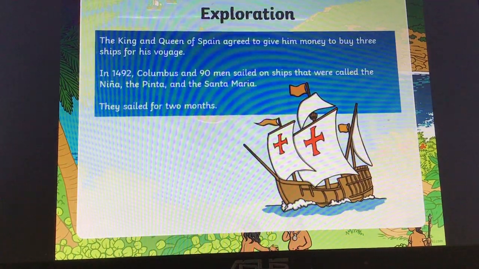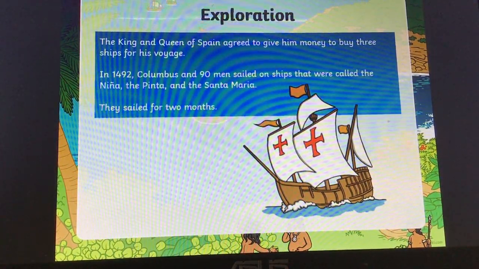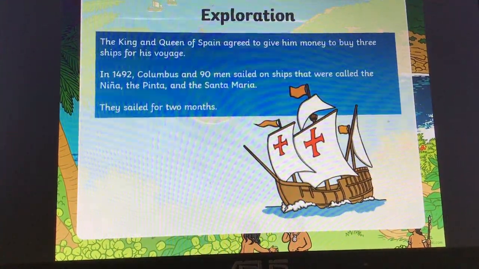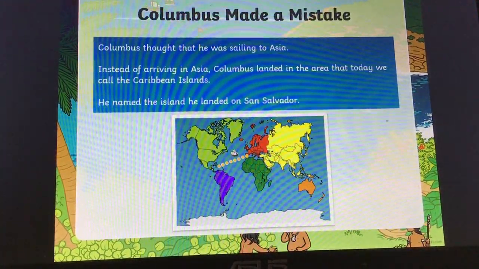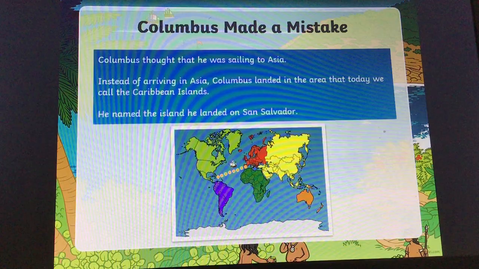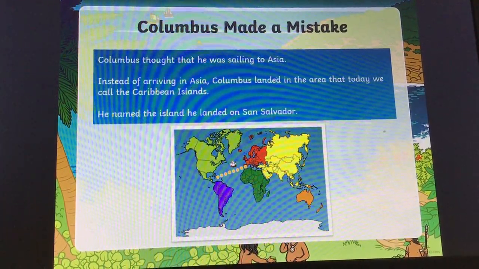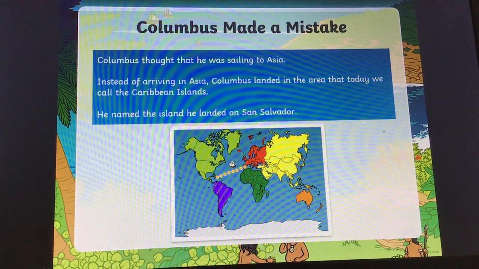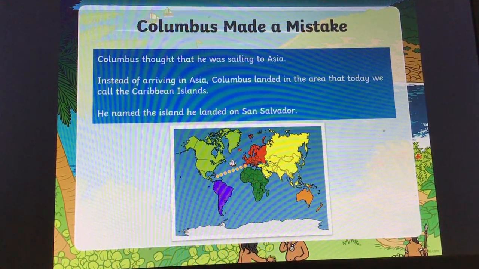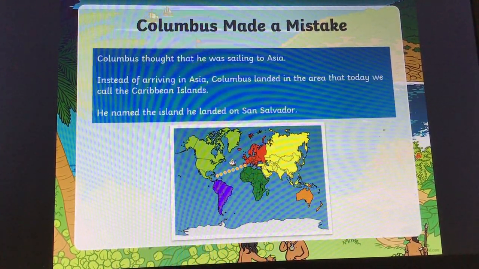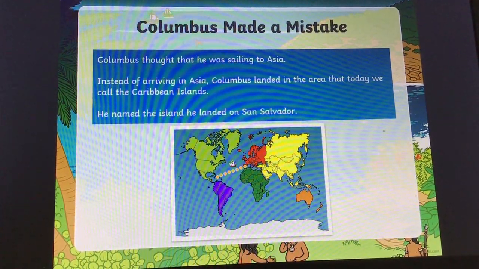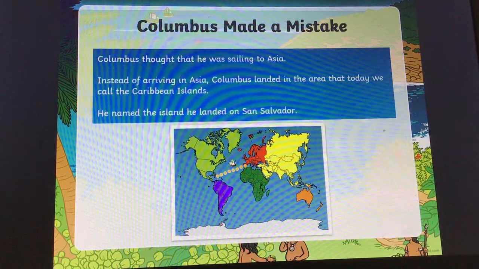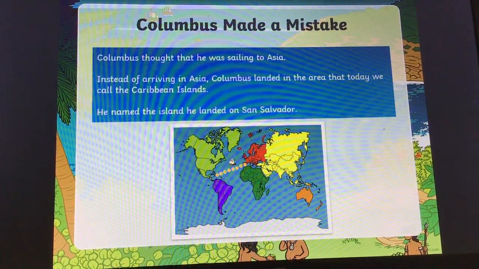In 1492, Columbus and 90 men sailed on ships that were called the Nina, the Pinta and the Santa Maria. They sailed for 2 months. Right, Columbus was a good explorer, but he made a few mistakes with his navigating. So he thought he was going to Asia, but in fact he was going the other way, and instead of arriving in Asia, Columbus landed in an area that today we call the Caribbean Islands. Oh look, quite near Mexico where we know.